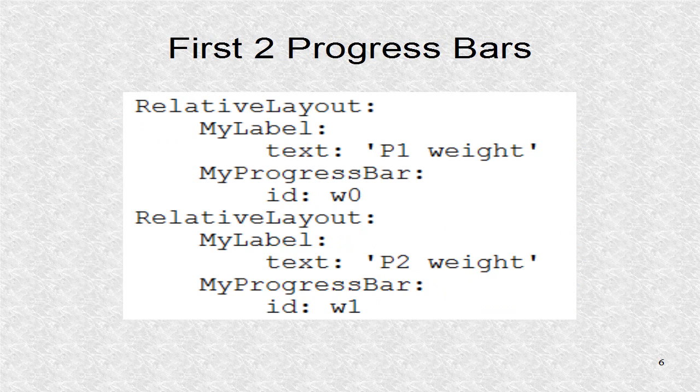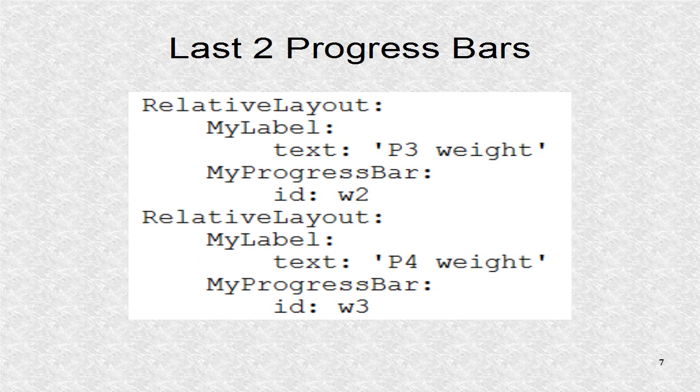The first 2 progress bars are shown here. Note, each has a label describing them. The 2 progress bars have IDs of W0 and W1. The last 2 progress bars have IDs of W2 and W3.